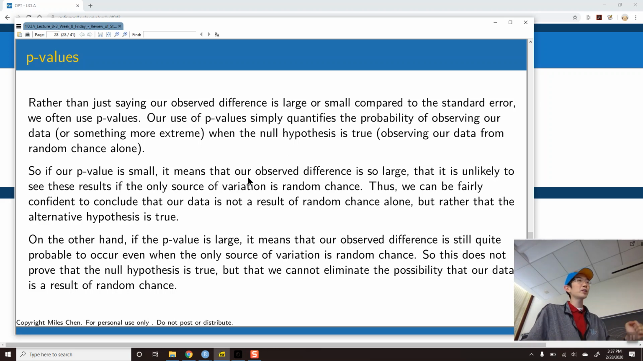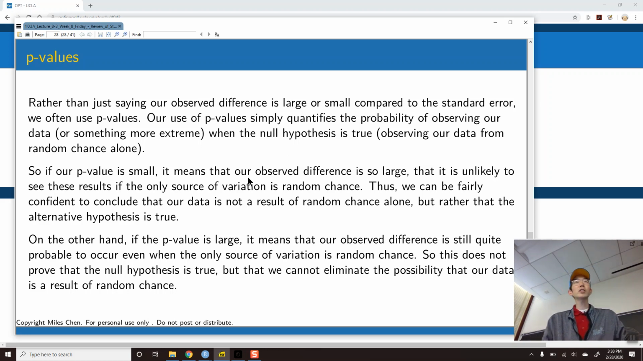So because we did actually get this difference of 2, we can be pretty confident that our data is not the result of just random sampling alone. And so we reject the null hypothesis. We say the two populations have different means.